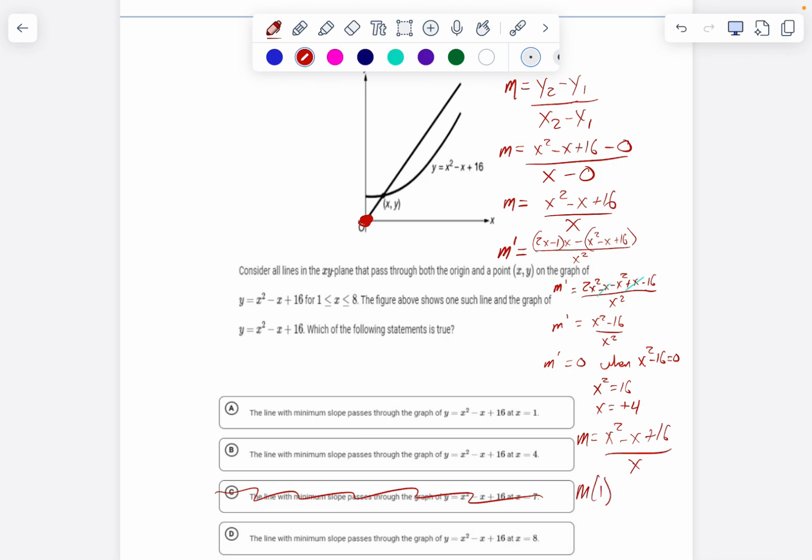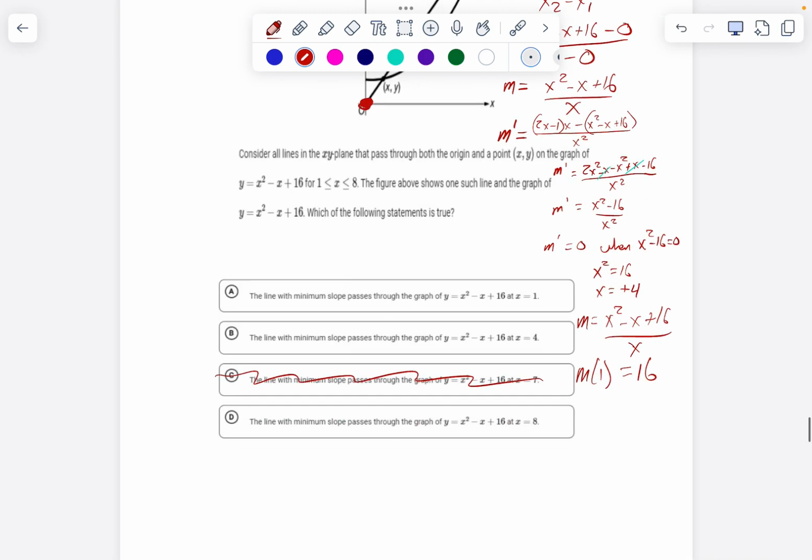Okay. So m of 1 was 16, but divided by 1 is still 16. M of 4 was 28, but divided by 4 is 7. Okay, and then m of 8, I didn't actually finish that one. 8 squared minus 8 was 56, plus 16 was 72, over 8, so that's 9. Okay. So we should have chosen B.